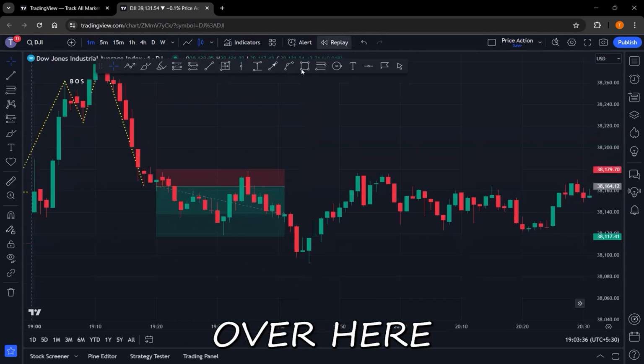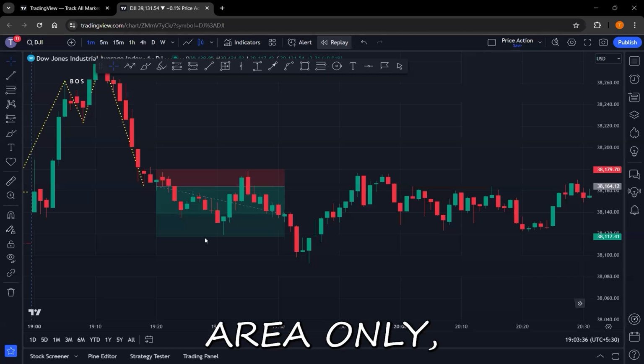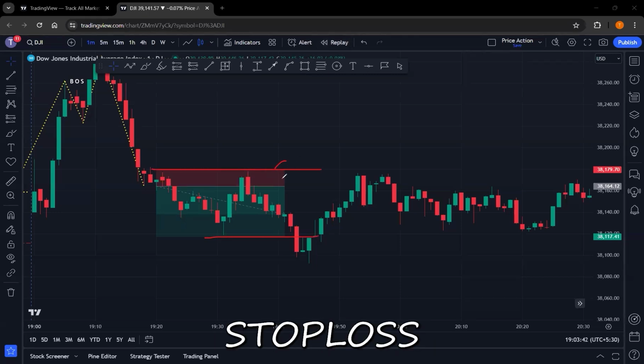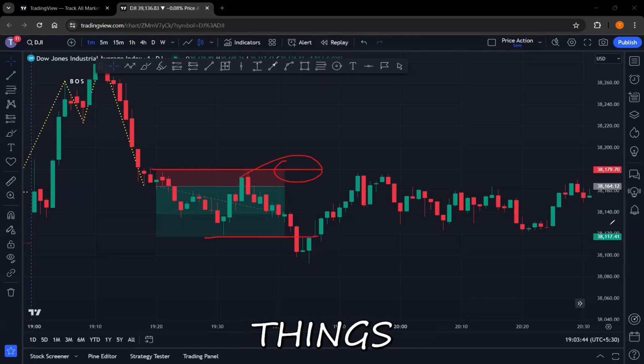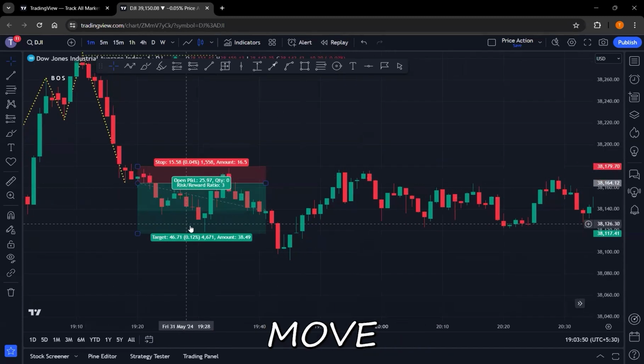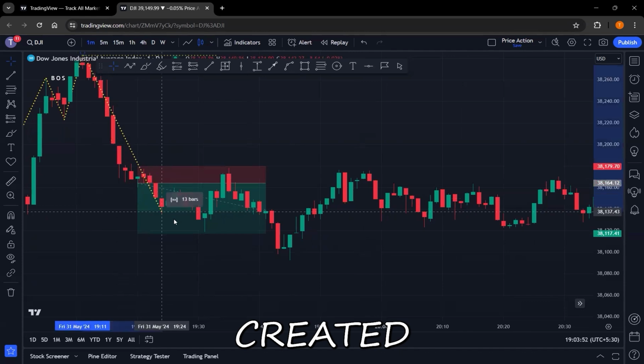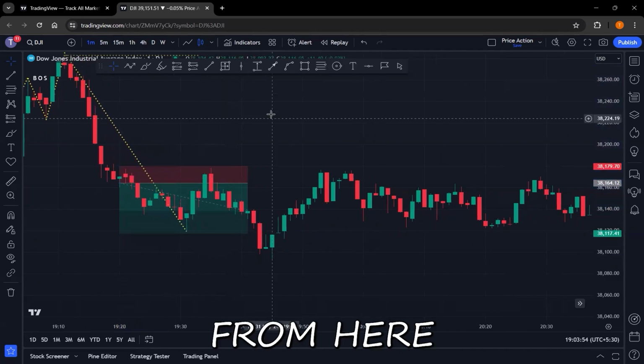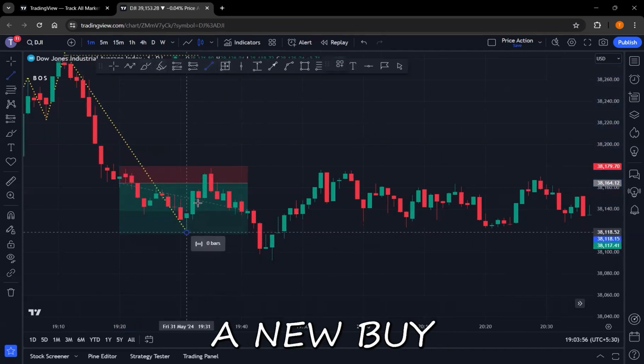So either you can exit over here in the target area only, or only when the price touches the stop loss over here. Okay, so these are the major things that you have to remember while trading in the market. So from here what did happen, the price actually moved towards the downside, and you will see that the price created another major support from this level. From here you can see that the price started creating a new buy leg in the market.